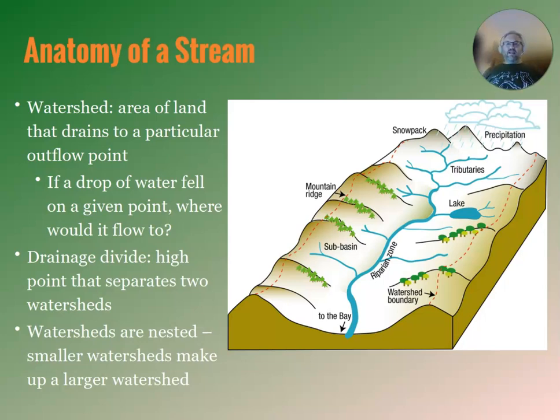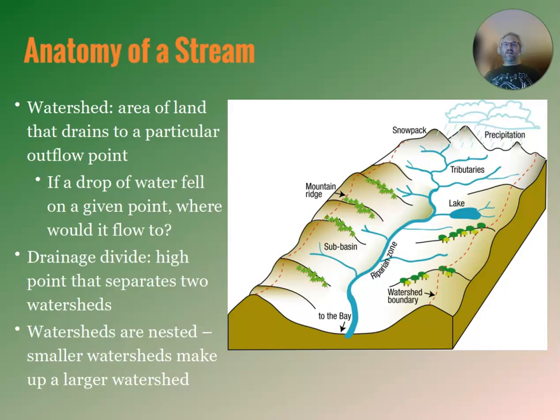So because of the way streams join together as they go, we can define a watershed. A watershed is the area of land that drains to a particular outflow point. Usually the outflow point we're interested in is the spot where that stream either flows into a water body like an ocean or lake, or it's a point where two tributaries come together. And so we're interested in the watershed of one of those tributaries upstream of where it enters another larger stream. So that's usually what we're looking at. The end of the stream is the point that we're interested in.